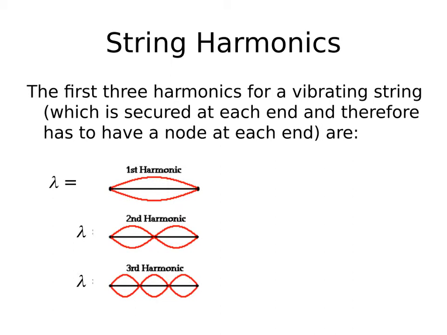So here's, if you were thinking of a guitar string, again, a vibrating string that's attached at both ends, the first harmonic would look like this, second harmonic would look like that, and the third harmonic would look like that. Notice that in each case we have to have a node at each end because it's a string, which means that it's attached to something at either end. We couldn't have an antinode at the end of the string.